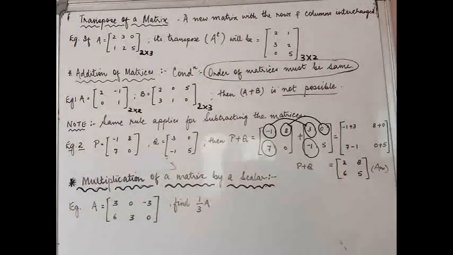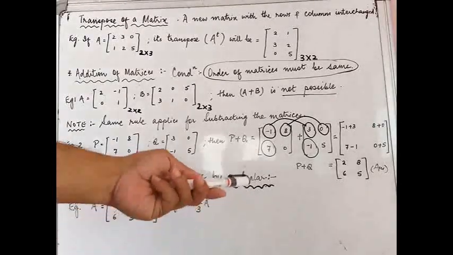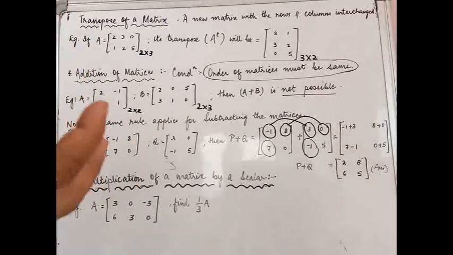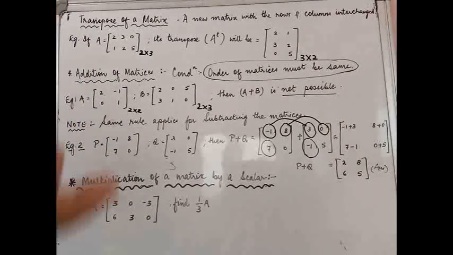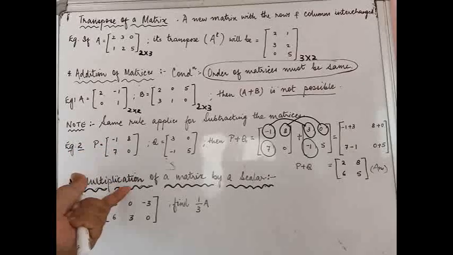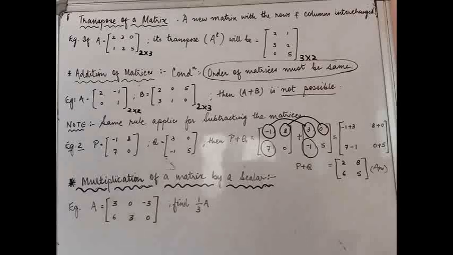Now coming down to the multiplication of a matrix by a scalar. This word scalar, you can just consider to be a particular singular number. It can be a fraction, it can be a decimal, it can be a whole number, an integer, whatever. So we are going to multiply a given matrix by a singular number. This is what we are going to discuss, taking an example.